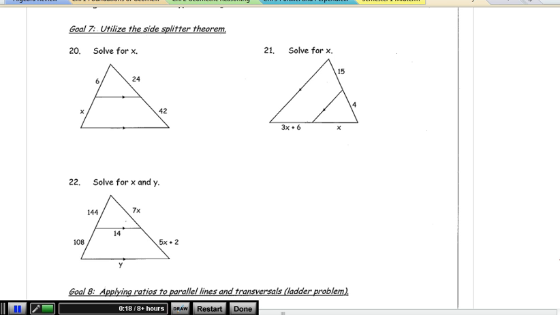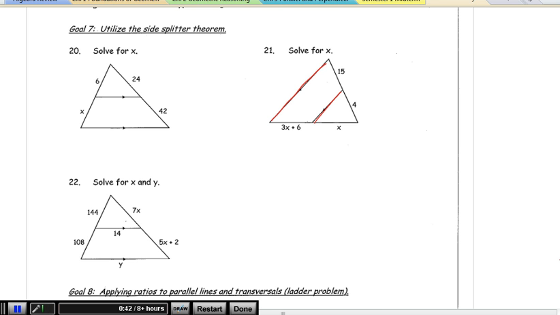Now, you got to be careful with side splitter. We only use side splitter when we have sides. If you were to turn your paper counterclockwise, you can see that this is your base, this is your base. Never use side splitter with bases. We have parallel lines as marked. We have our sides that are being split.